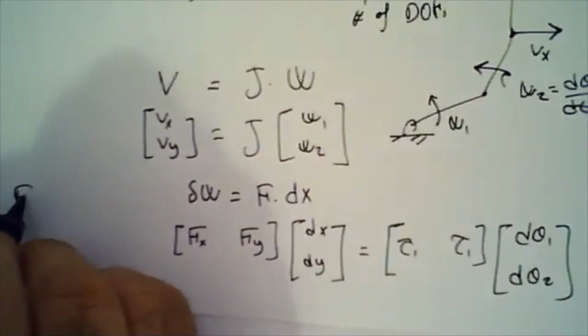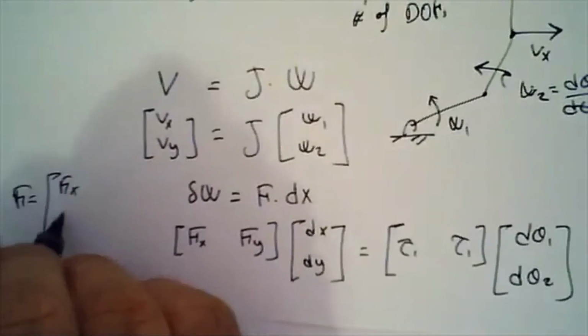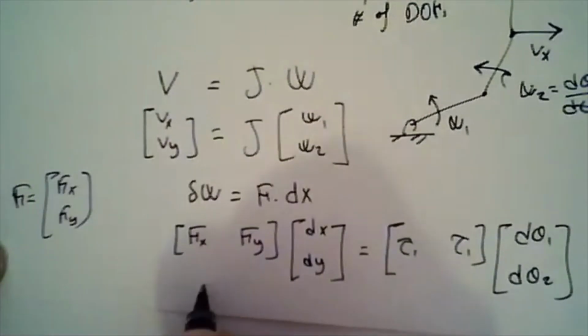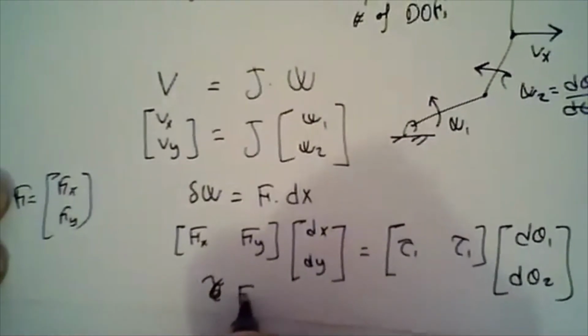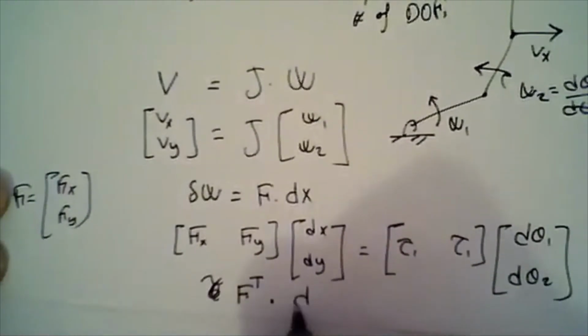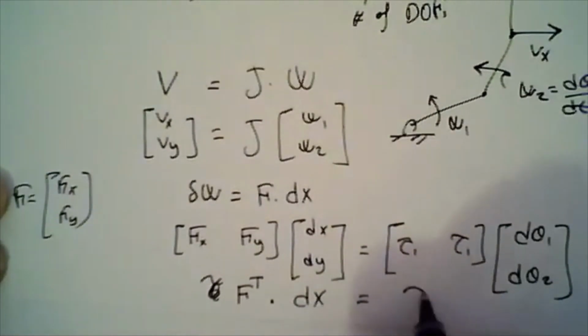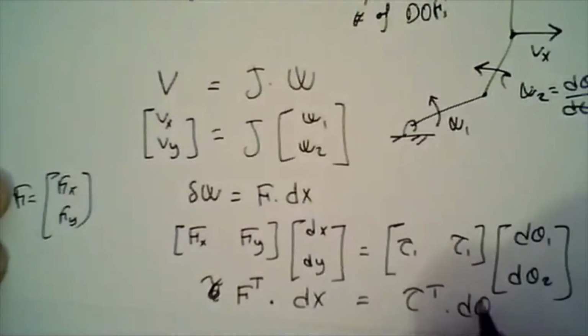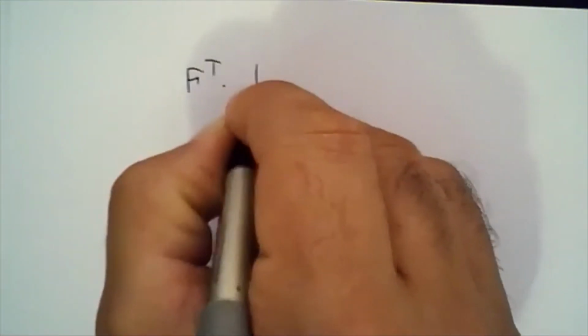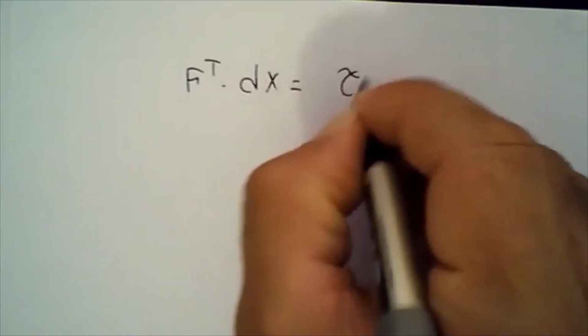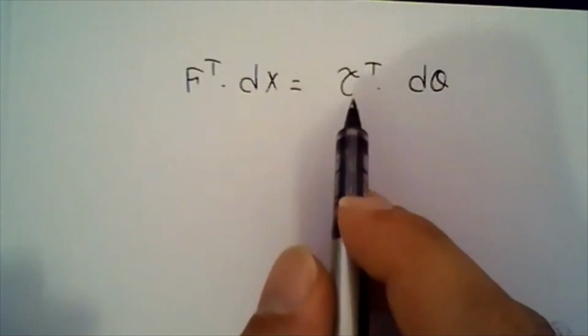If my force vector is given to me as fx and fy, then this is nothing but the transpose of the forces, multiplied by dx as a vector, equal to the transpose of the torques multiplied by d theta. Okay. Let's continue on a new page. So basically the transpose of the force multiplied by dx is equal to the transpose of the torques multiplied by d theta.